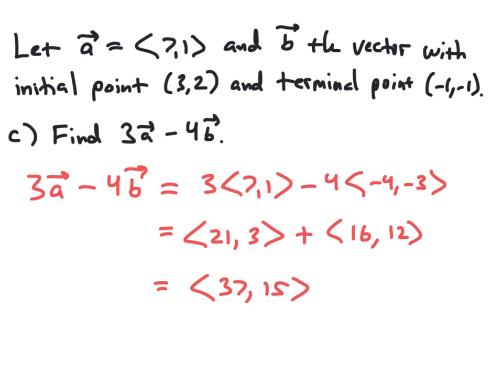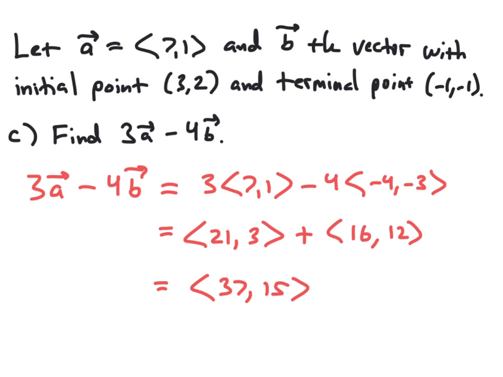Then to find 3a minus 4b, we're going to use the component forms for both a and b. So we have 3 times the vector <7, 1>, minus 4 times the vector <-4, -3>, which you'll recall is what we just found in the previous part to be the component form for vector b. We then multiply each component by the appropriate scalar. So 3 times <7, 1> becomes 3 times 7, which is 21, and 3 times 1, which is 3. So 3a will be the vector <21, 3>.